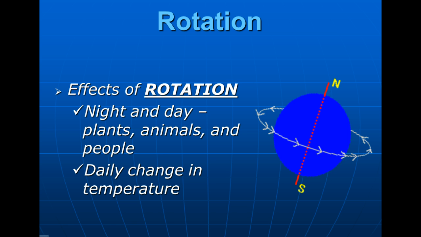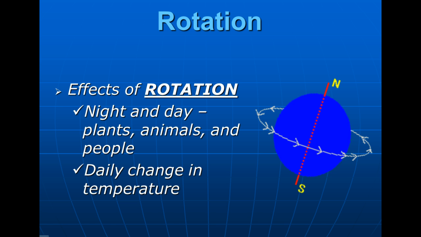Okay, the next important phenomena caused by the rotation of the Earth on its axis is the daily change in temperature. Write that down. So the temperature changes during the day. It's warmer. At night, it's cooler. That's an important part of the rotation of the Earth. Now, plants, animals, and even people have an internal clock that is very sensitive to light. Get that in your notes as well.